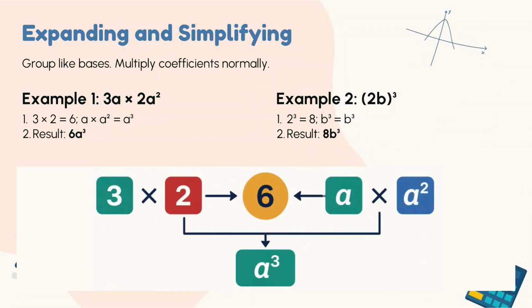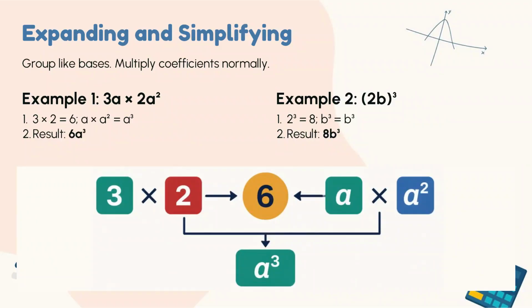When simplifying with indices, we need to group like bases and multiply coefficients normally. Let's look at the first example. 3a times 2a squared. First, multiply the coefficients. 3 times 2 equals 6. Then, deal with the variables. A times a squared means a to the power of 3. So the final answer is 6a cubed.